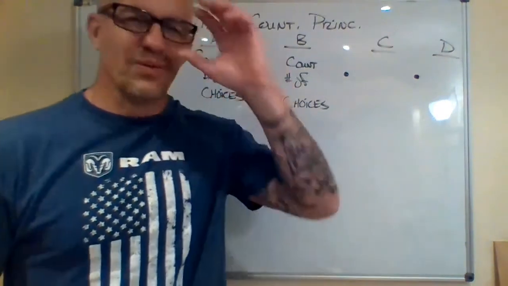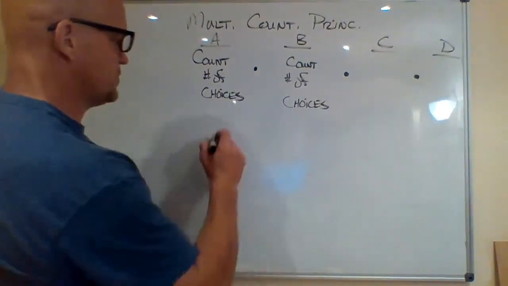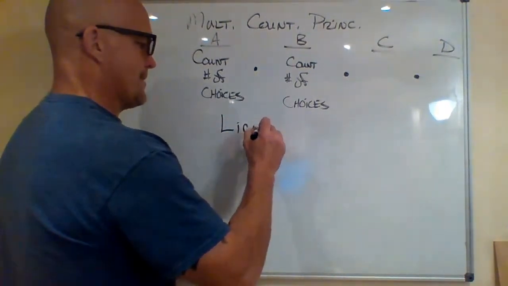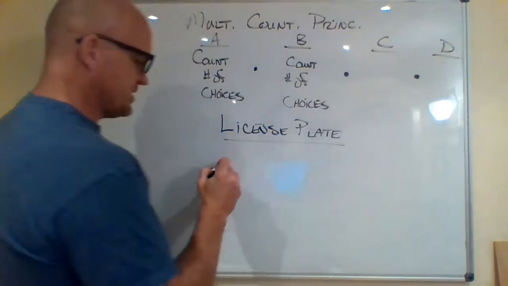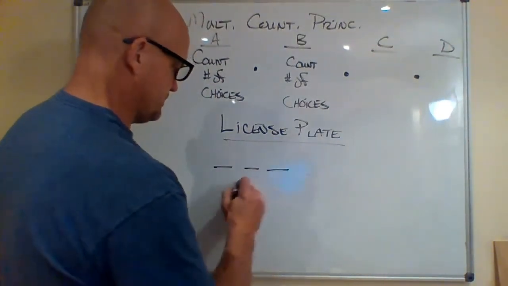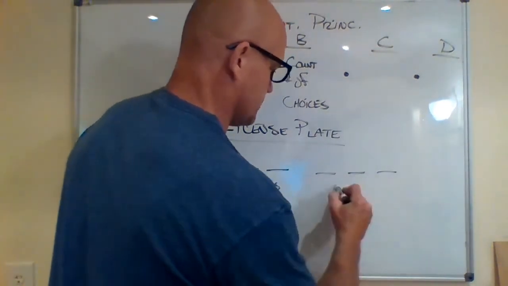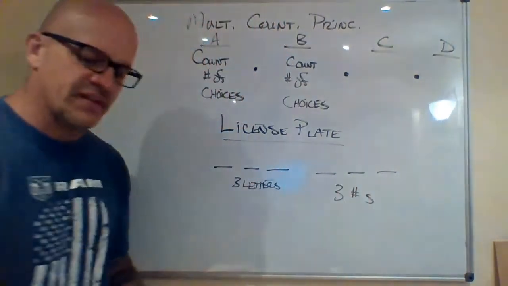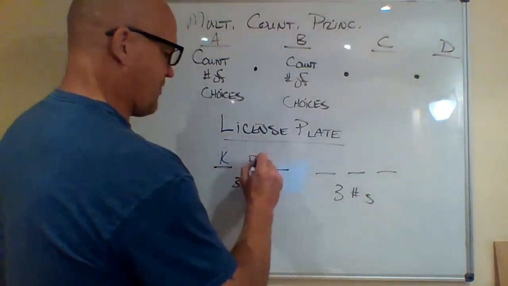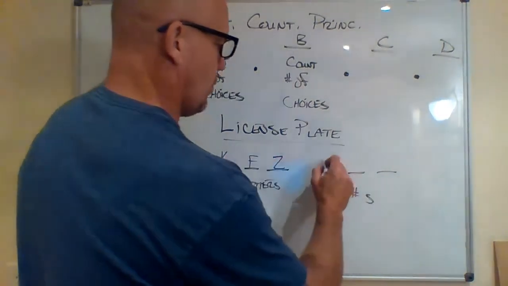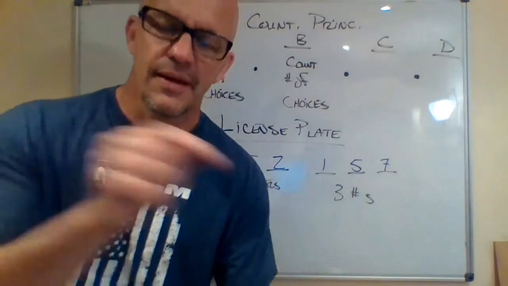Now, if you're sitting here going, what are you talking about? Let me show you. So let's take license plates. Let's take a license plate and let's say that a license plate starts with 3 letters and then finishes with 3 numbers. So an example of this would be a license plate like KFZ157. So there's a license plate. I want to know how many ways can I make a license plate like that?